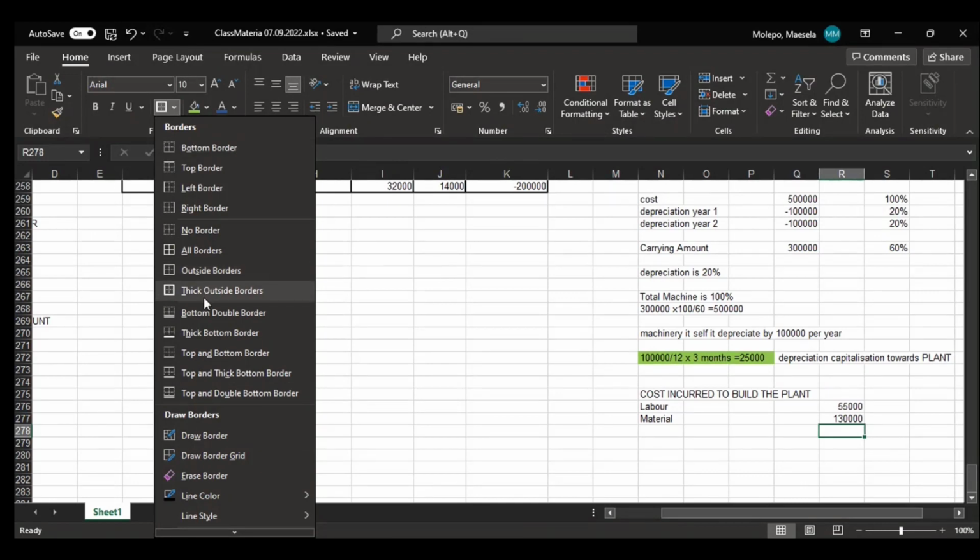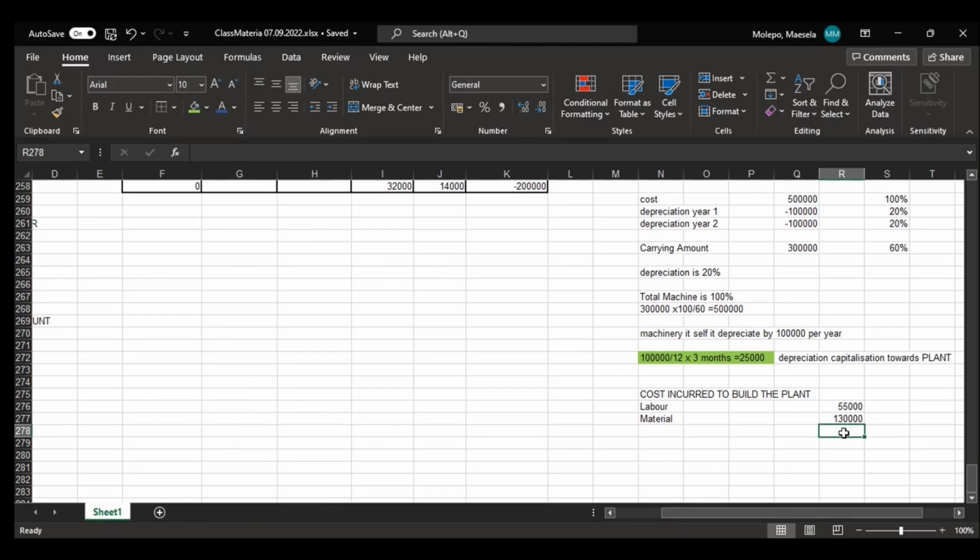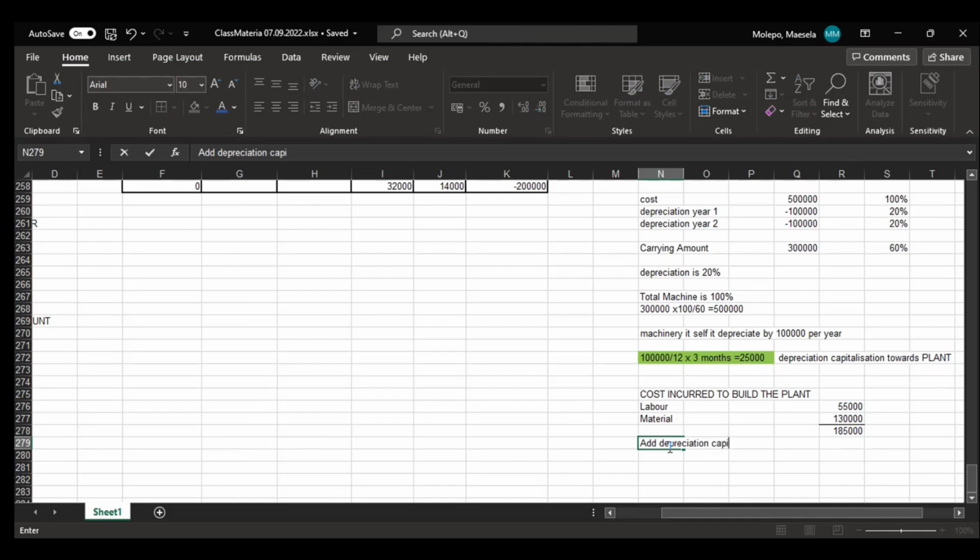Calculate on your side while I'm doing mine. Yes, it's 185. So you get 185. Now you're going to add depreciation capitalized, which is how much? Just 25. 25,000. Then add it with 185. It's 210.